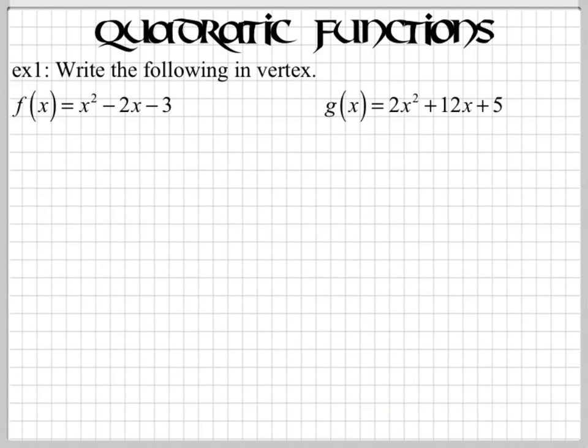So let's look at these first two examples. Now, in my first period class, I tried to do it a different way. It didn't work out. I tried to do a hard one first and then an easy one. But we're going to start with the easy first. So here we have two functions. We're going to start with this one. This function is not in vertex form.